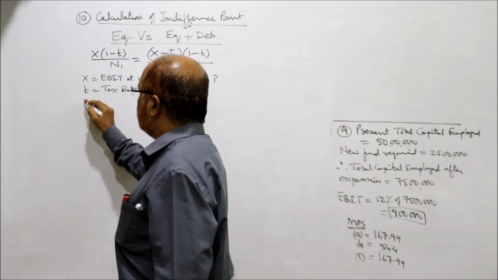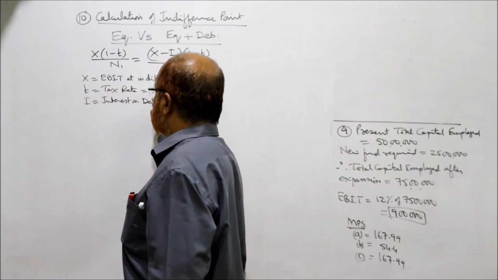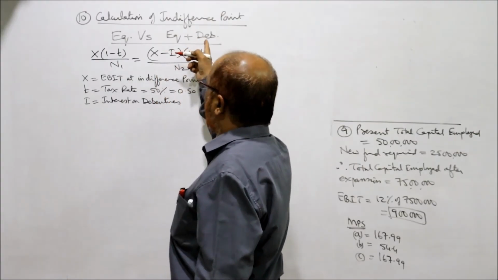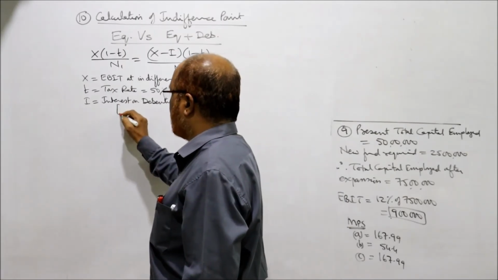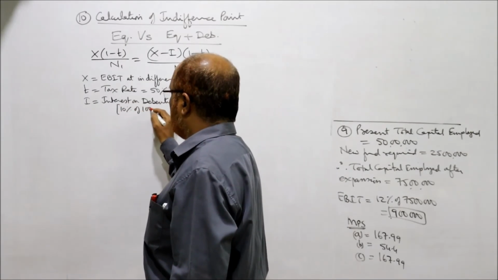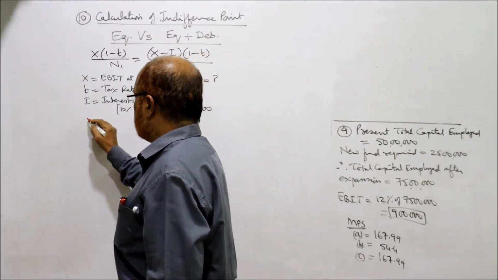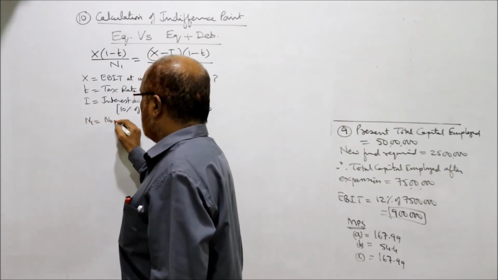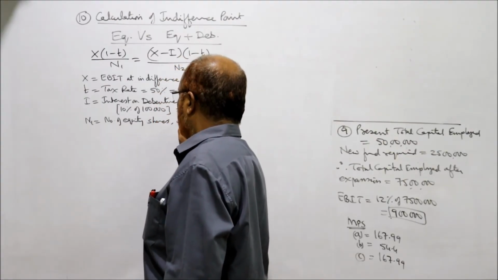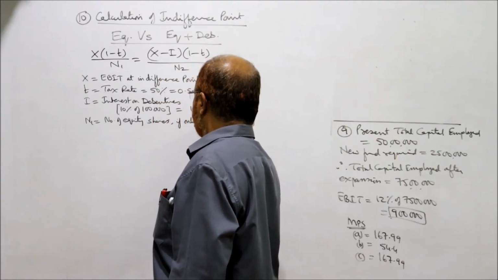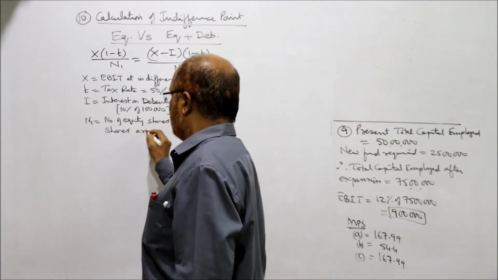Then I is equal to interest on debentures. In the second plan we have debentures. तो कितने debentures है और interest क्या है? 10% debentures of rupees 1 lakh. So 10% of 1 lakh is equal to 10,000. Then we'll take N1, number of equity shares, if only equity shares are issued.